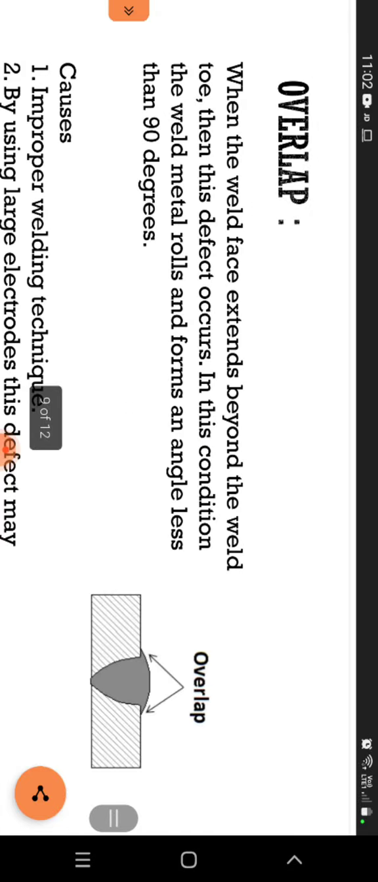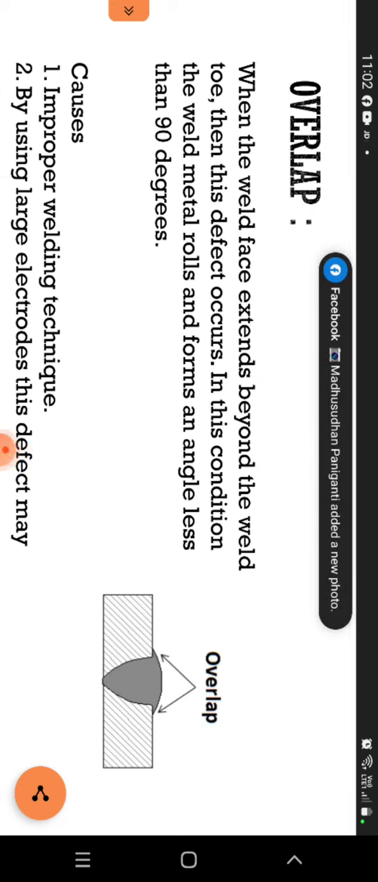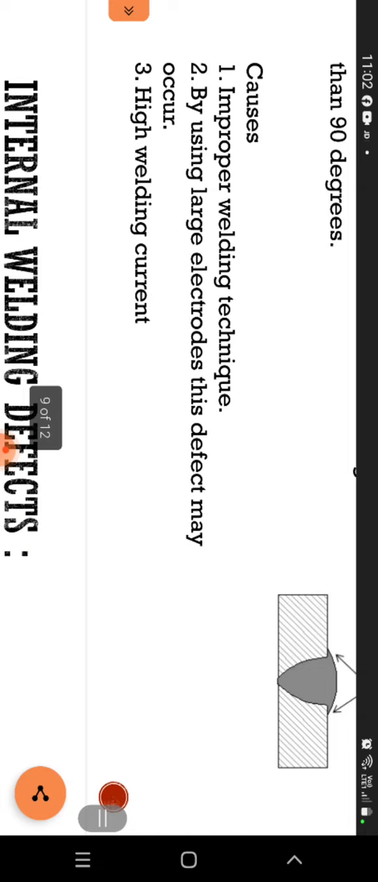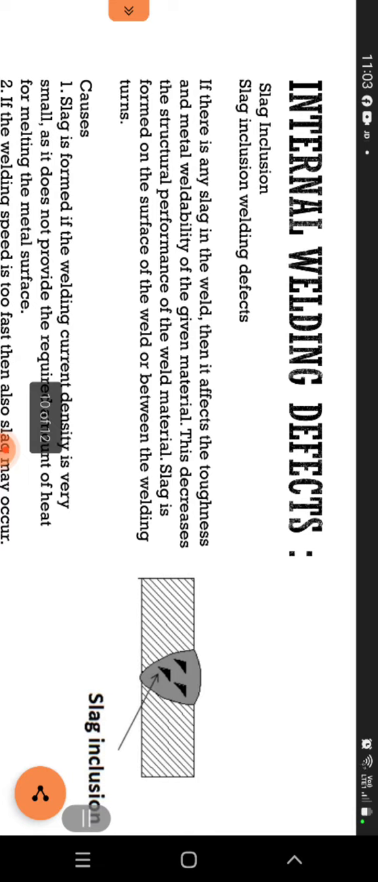Overlap: when the weld face extends beyond the weld toe, then this defect occurs. In this condition, the weld metal rolls and forms an angle of less than 90 degrees. Causes: improper weld technique. By using large electrodes, this defect may occur. Third, high welding current.